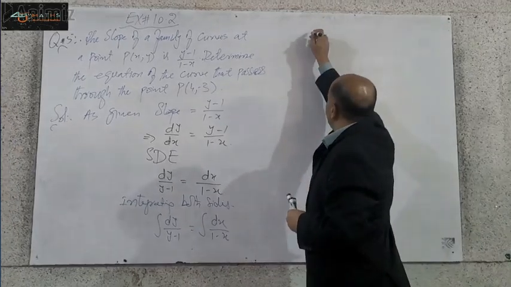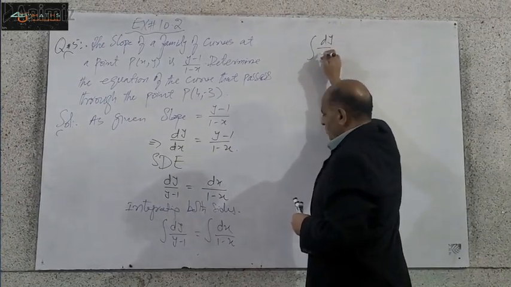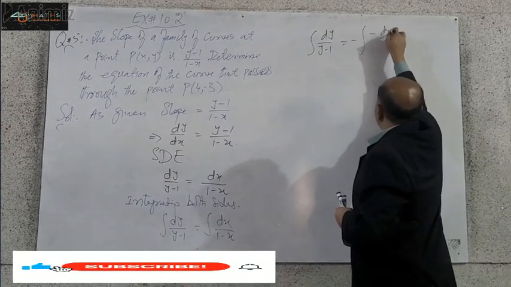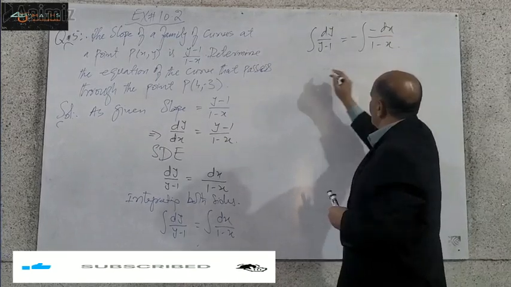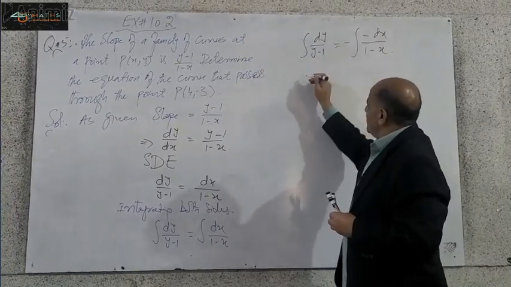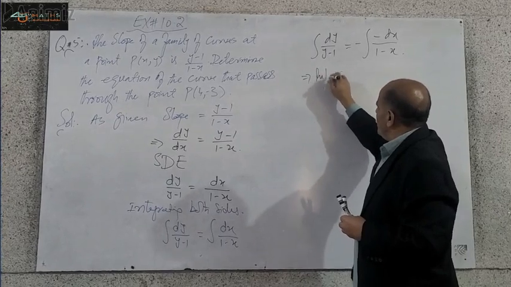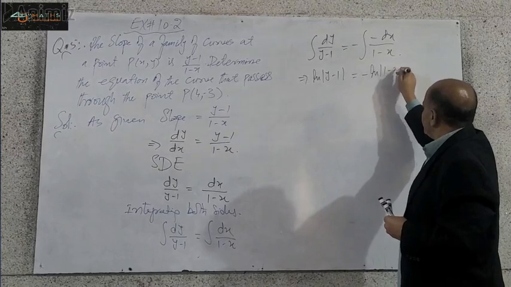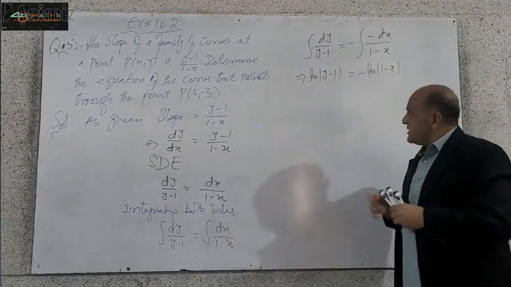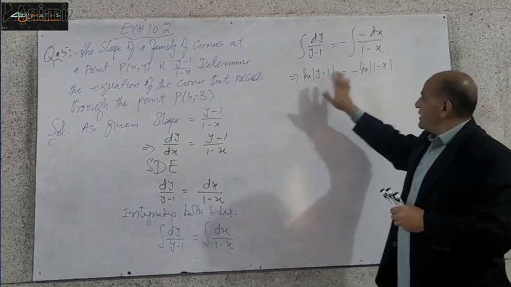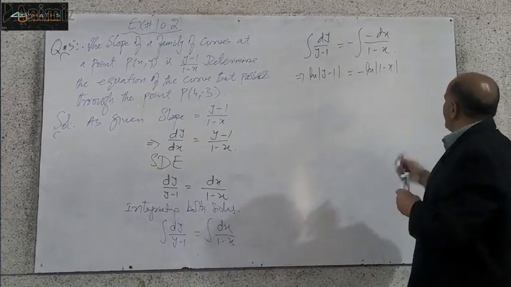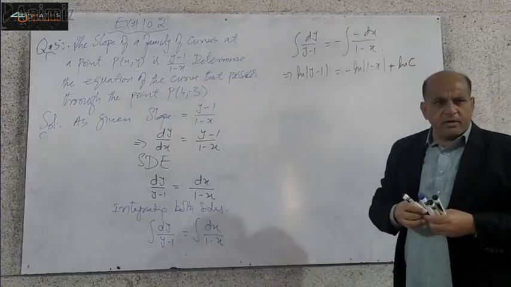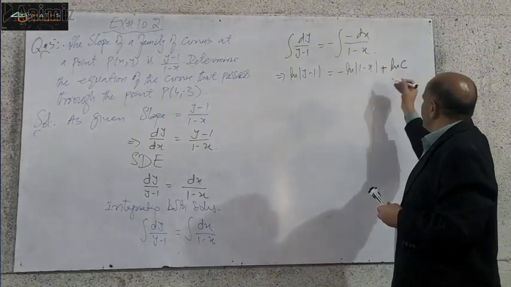So doing this, we have integral of dy by (y minus 1), and on the right we have minus integral of dx divided by (1 minus x). Now the derivative of y minus 1 is 1, so we can write this as ln of (y minus 1), while on the right we have minus natural log of (1 minus x). Now we see that the left-hand side has natural log, the right-hand side has natural log, so we can write the constant of integration as ln of c. Why? Because it is customary. So that's why I have written it like this.